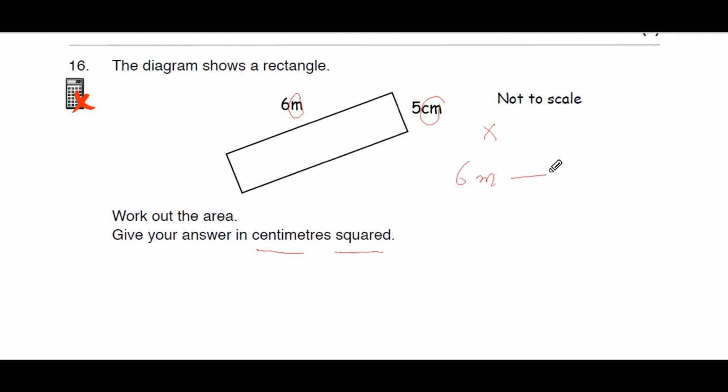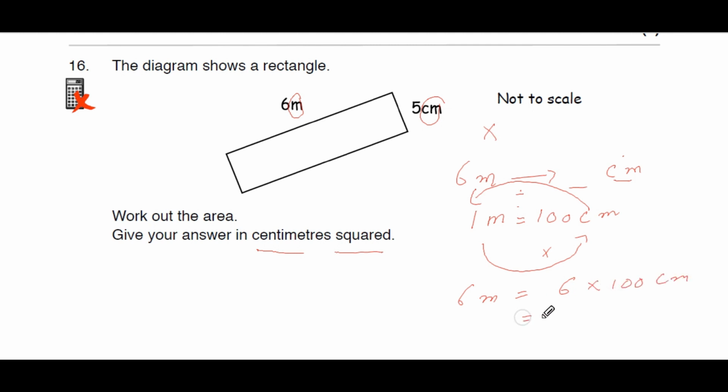So first of all, you need to change your meters into centimeters, and whenever you have to make a conversion, I told you to always write your scale, that is 1 meter equals 100 centimeters. When you go forward, you multiply by 100, and when you go back, you divide by 100. Now look at where you need to go, forward or back. You need to go forward. It means you have to multiply by 100. So 6 times 100 will give you 600 centimeters.